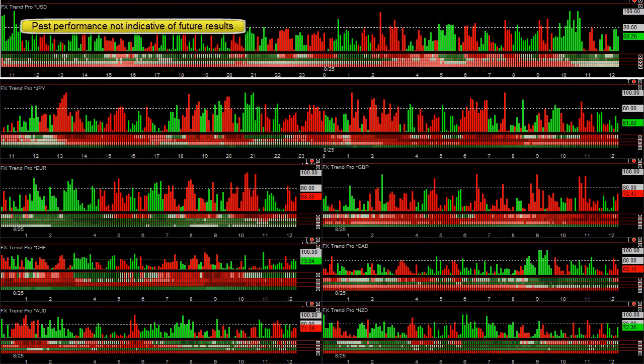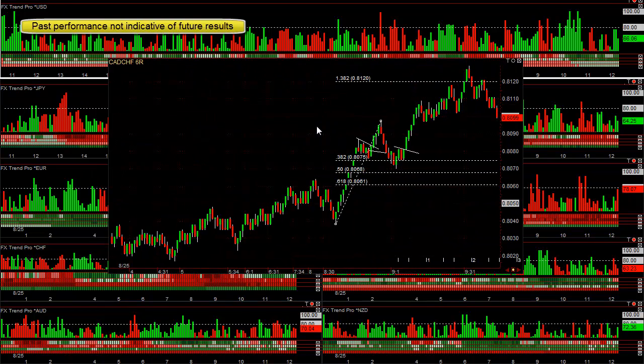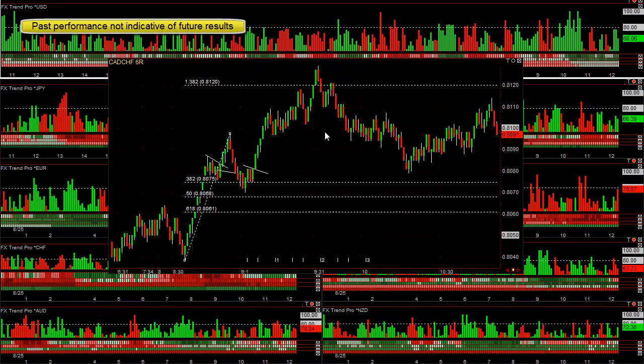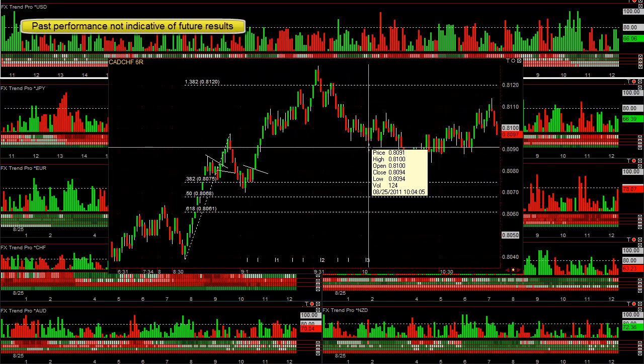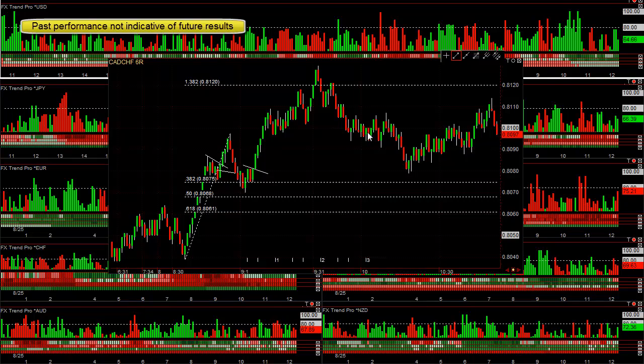Using the currency meter to focus on the highest odds trades. Now there was about a half an hour of weakness there going into 10, and then the CAD became strong again. Now at 10 o'clock, this one's not as weak as it was before, but let's look at the chart going into 10. Got a little bit of a pullback. Here's 10. Let's say you bought this breakout right here. If you just started trading here, you might start the day with a loss.